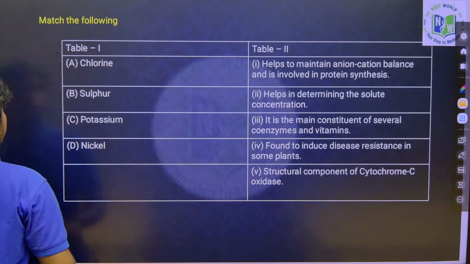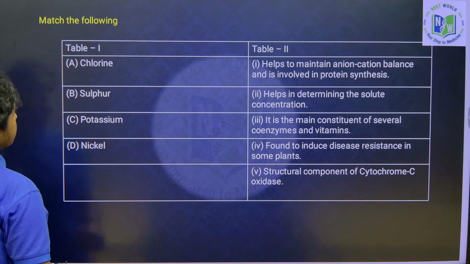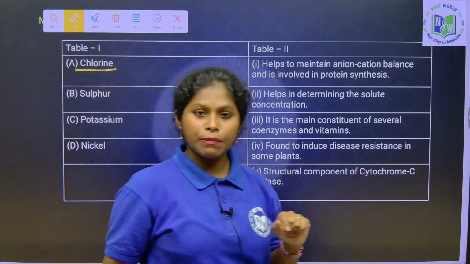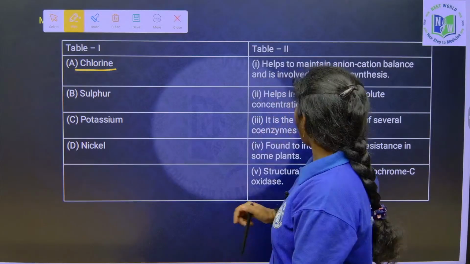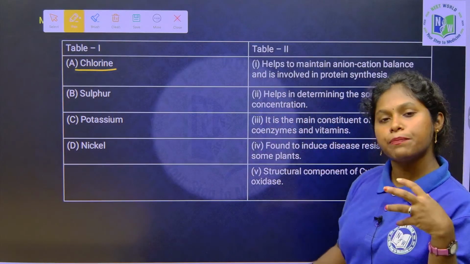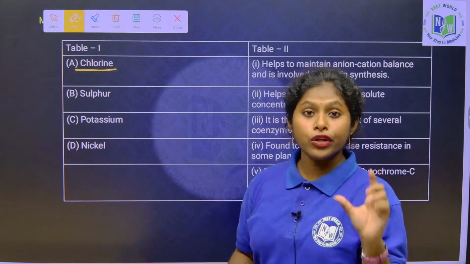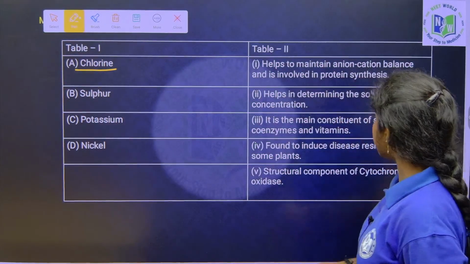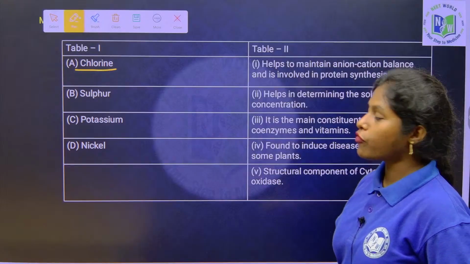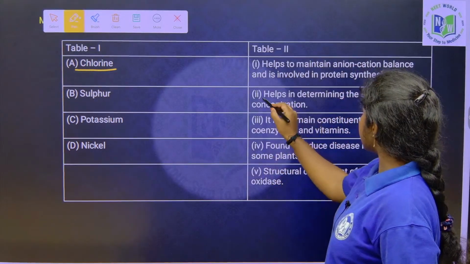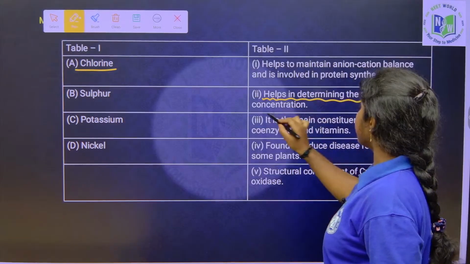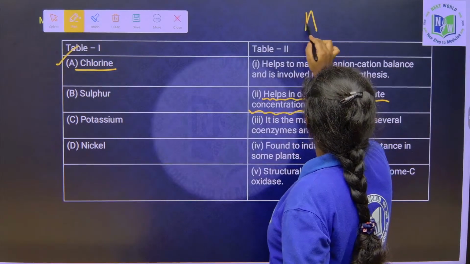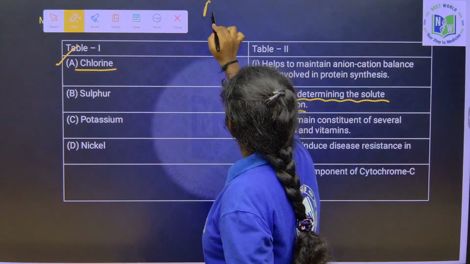Here is the next question, students. The first item is chlorine. We all know chlorine is an important element for the splitting of water, and manganese is also important for the splitting of water. Chlorine is also an important element in determining the solute concentration in plants, right? Here, splitting of water is not given for chlorine, but C, helps in determining the solute concentration, is one of the functions of chlorine. So the answer for A is 2.